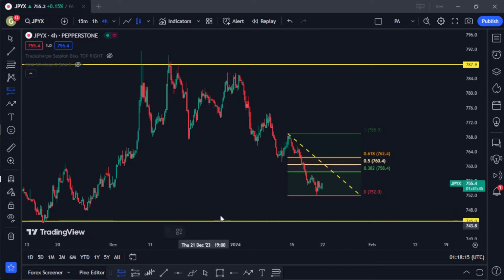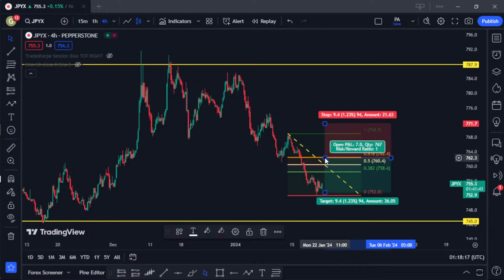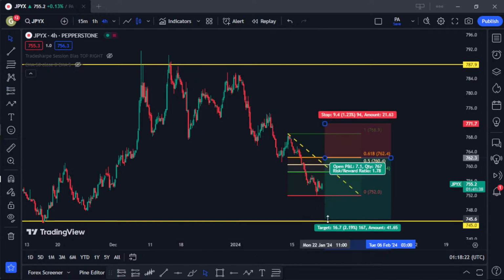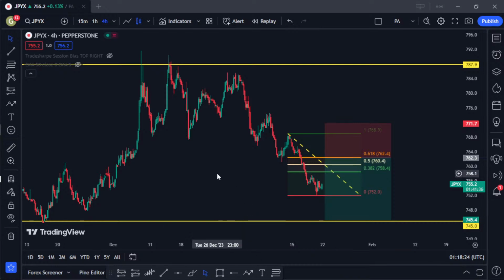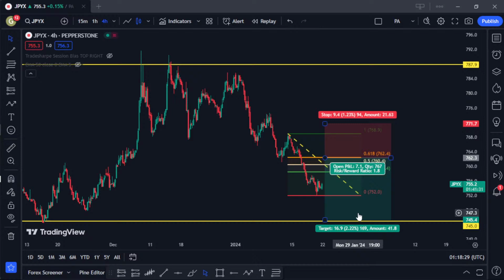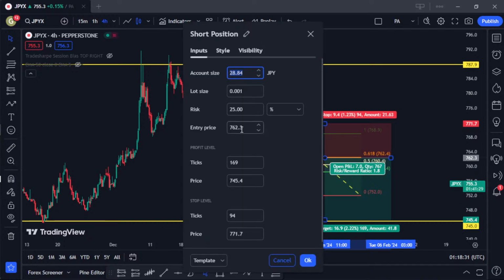So now let me mark out your positions here. So here is the clearest place I'll be placing my sell order. And then your take profit should be way below this previous resistance area, this previous support area. So let me just open it up. You can see you place your sell order at 762.4. And then your take profit will be at 745.4. Your stop loss will be at 771.7. So you can just take note of all of these figures right now.